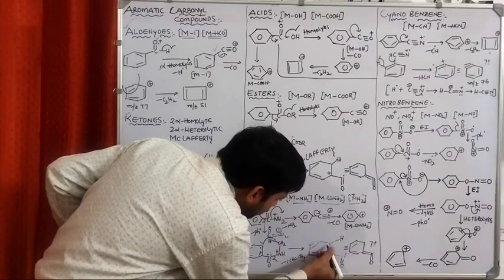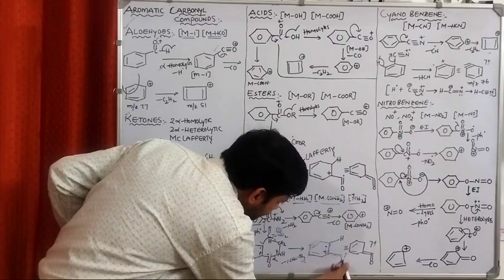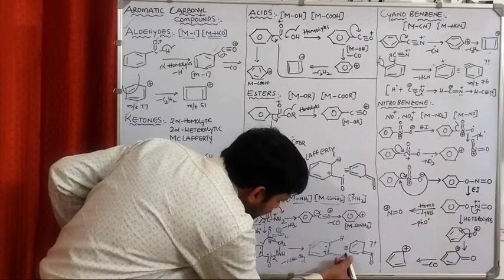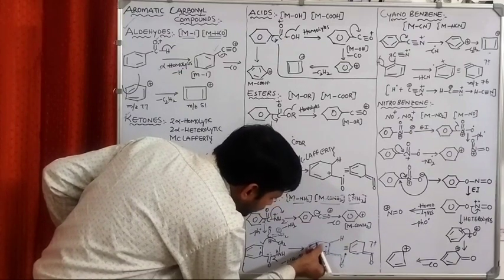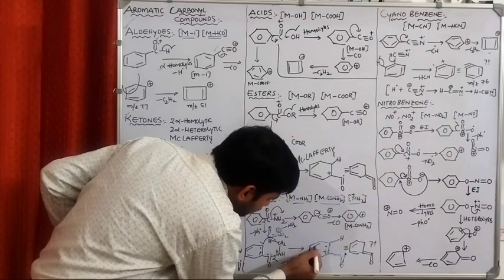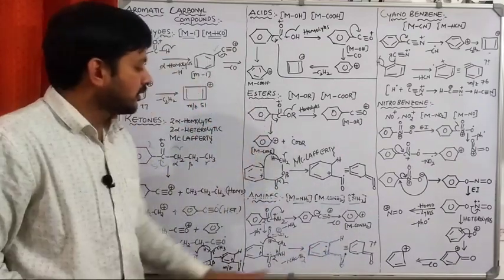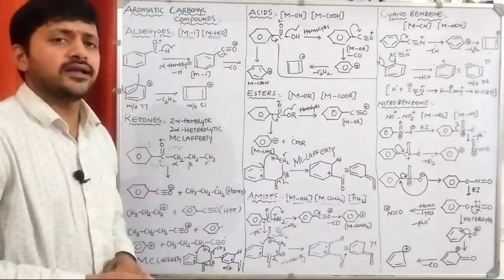This is pi bond, this is plus, this is radical, bond, C double bond O, radical, and this is the bond. This is pi bond. Right? In this way we can observe fragmentation in aromatic amides.